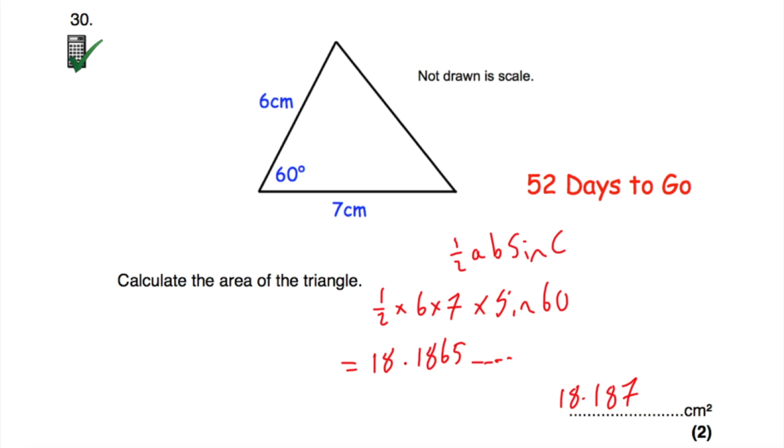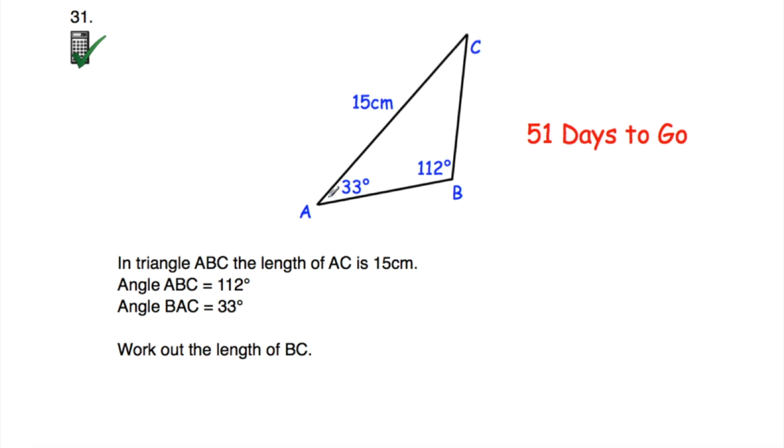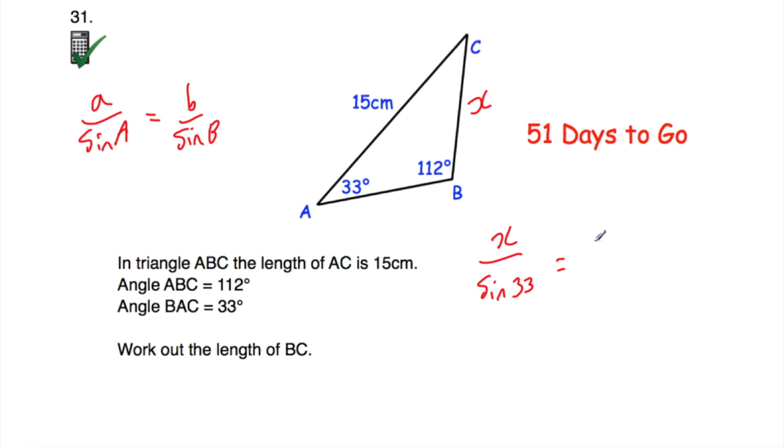Okay, let's look at our next question, question number 31. We've been asked to find the length of BC. Now, this is a sine rule question because we've got the size of an angle and the length of the side opposite it. So we're going to use that to find the length of BC. Let's call that x, and let's use the sine rule. Remember, the sine rule is a over sine A equals b over sine B. If we substitute these values in, where the side and the angle opposite each other pair up, I'm going to say that x over sine 33 will be equal to 15 over sine 112.